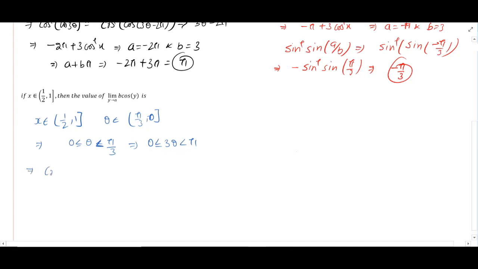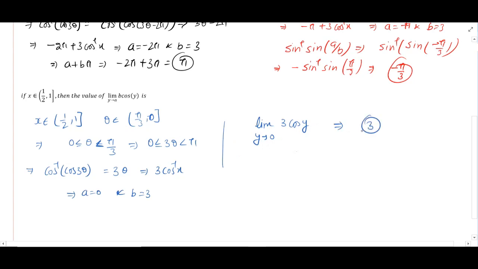So that means cos inverse of cos of 3 theta is equal to 3 theta. That means this is 3 cos inverse x. Now comparing the left hand side to the right hand side, we will get a is equal to 0 and b is equal to 3. Now we have the values of a and b, so we can simply solve this limit as limit y approaches 0 of 3 times cos of y. After solving this limit, cos 0 is 1, so that means this is 3. So this is the solution for the third part.